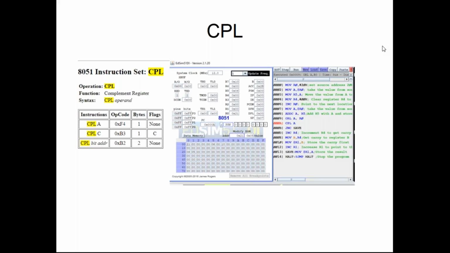So how do you do that? You subtract the current number from FF and figure out what happens. The complement instruction pretty much does the same.